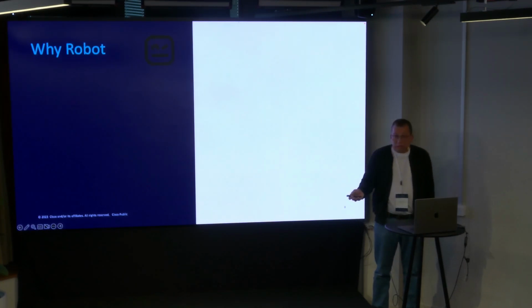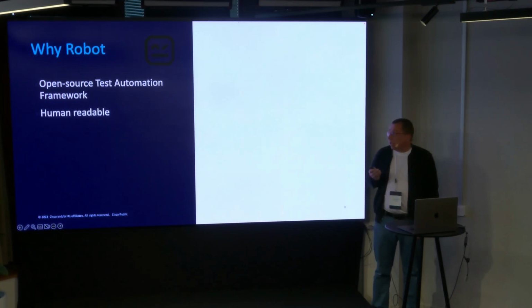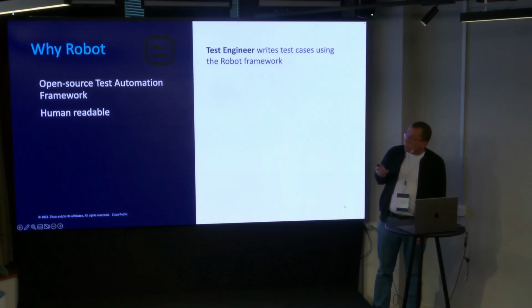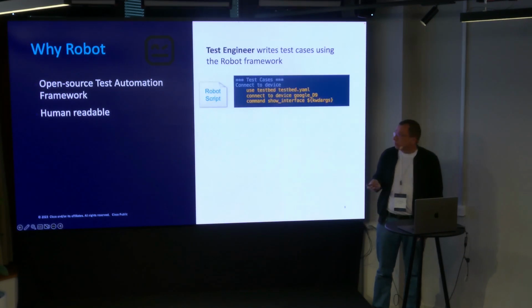Now, why Robot? This session is about Robot Framework, which is an open source test automation framework with a large community and a really powerful code base, which helps us deliver those tests easily. One of the biggest advantages is that it's human readable. Test engineers don't need to be really coding experts, because they can easily create those tests without really knowing the programming language.